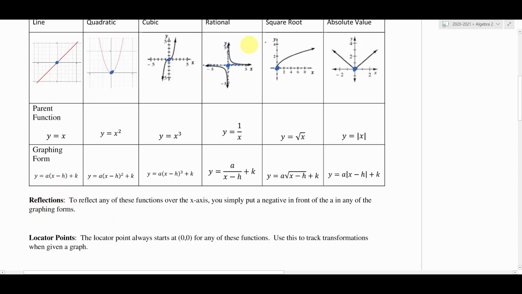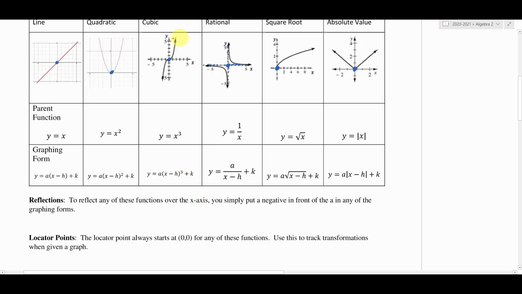And you can reflect any of these functions, and the way that you do it is you throw a negative in front of the a values into any of these graphing forms, okay? And you might want to go to Desmos and just type in one of these parent functions, or create your own equation for one of these, and just experiment a little bit. Throw a negative in front of the a, see what it looks like after it's been reflected.